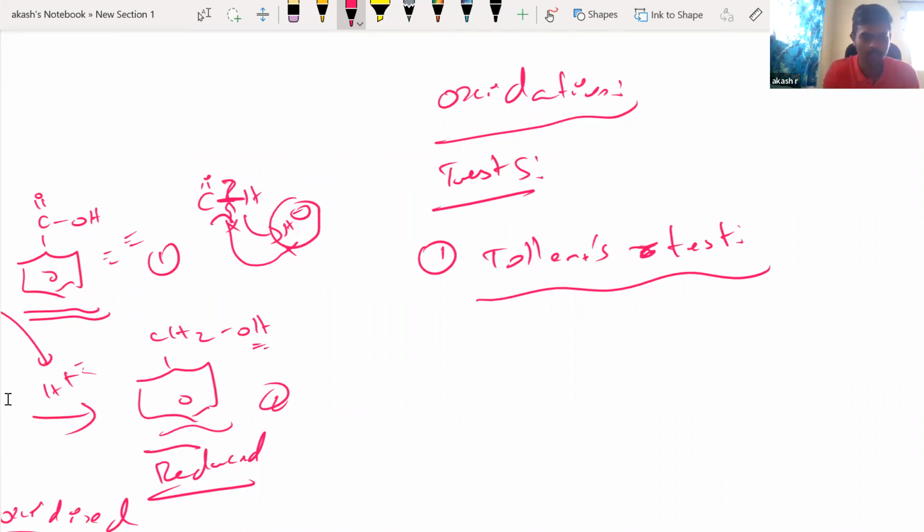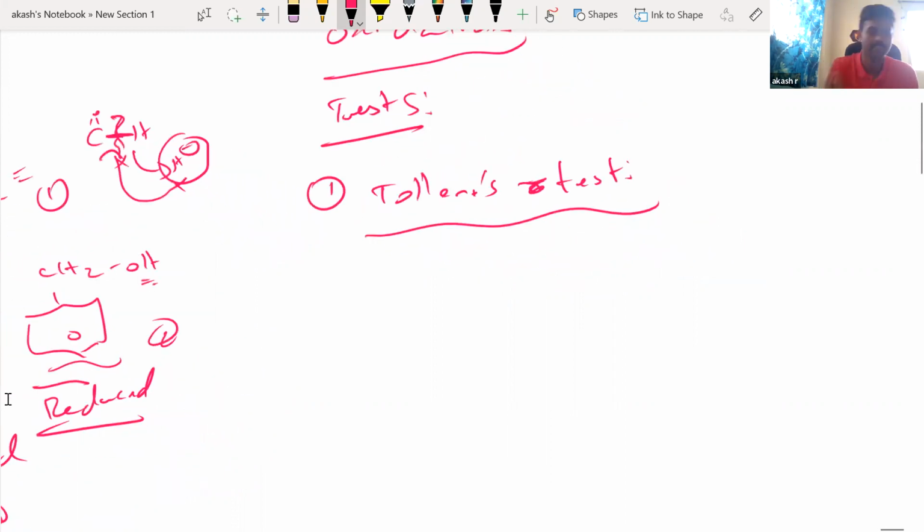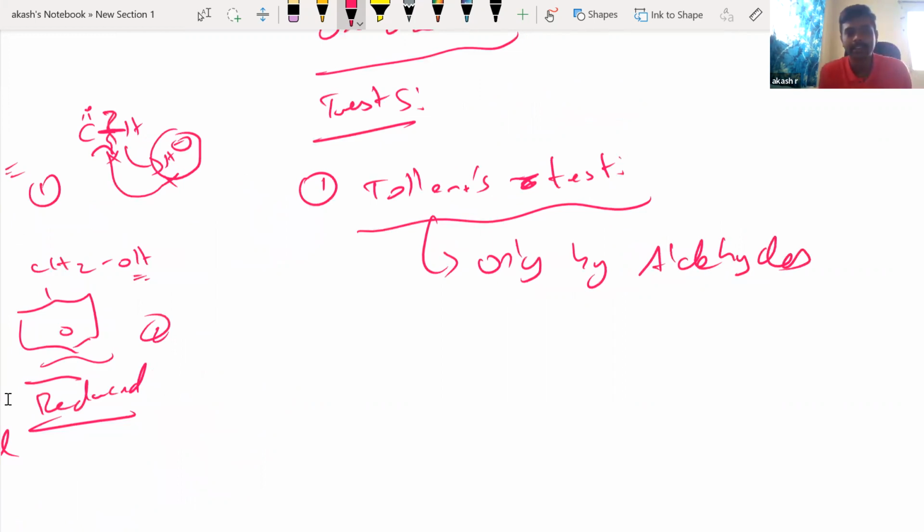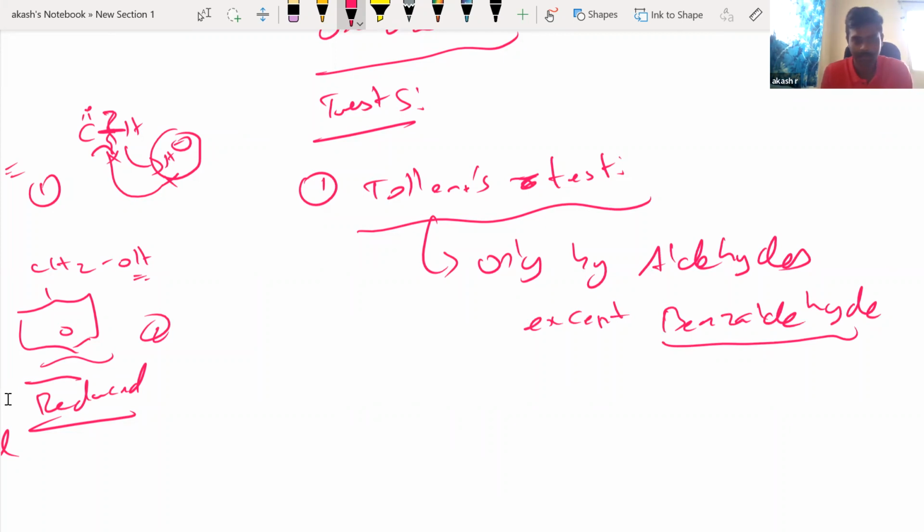I don't know whether I taught you the chapter. I don't remember teaching you, but still I'll teach you now properly in depth. So in the Tollens test, remember that this can be given only by aldehydes. This is a test only for aldehydes. That means ketones will not give this test, but aldehydes will, except benzaldehyde. Benzaldehyde alone will not give this test, but all the other aldehydes will be able to give this test.